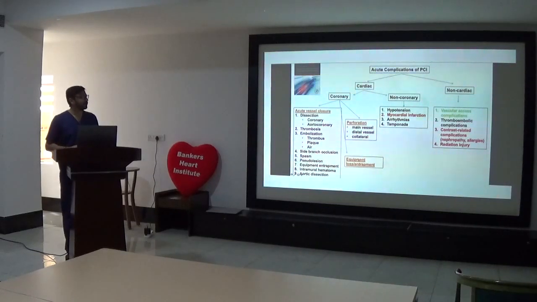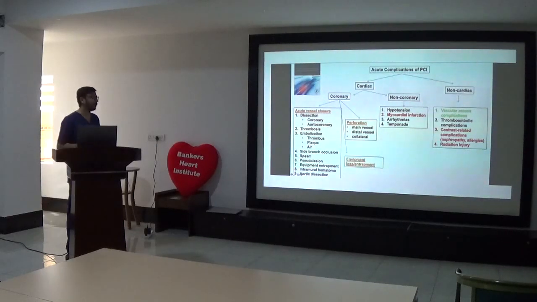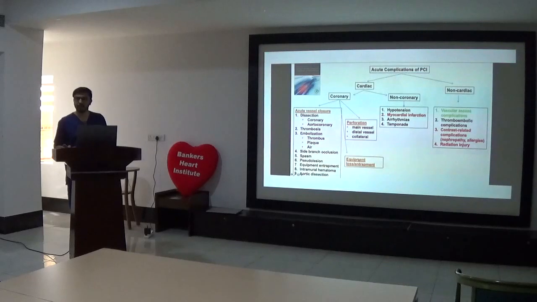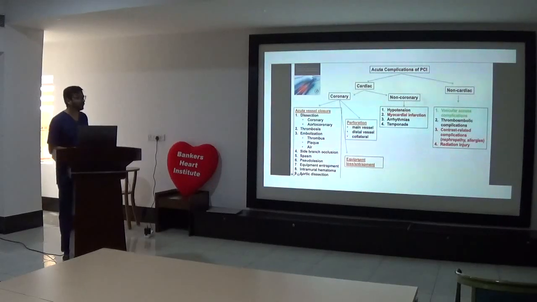So this slide presents the acute complications of PCI. We can see cardiac and non-cardiac. In the non-cardiac part, there is vascular, either radial or femoral related hematoma or a similar complication. Thrombus may dislodge into the distal vessel and lead to embolic phenomena. We may also see contrast-related nephrotoxicity and local radiation hazards. Then the cardiac ones, coronary and non-coronary. Non-coronary are hypotension, procedure-related MI, arrhythmia or tamponade.